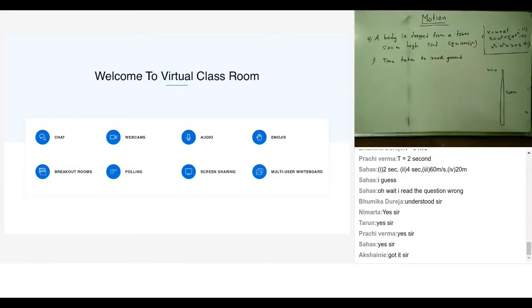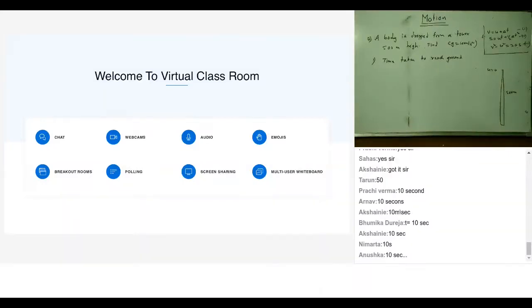So here, what am I doing? Dropping. Dropping means what is the initial velocity? Initial velocity is 0. I'm dropping a body from the top of a tower. So you require to find the time taken by the body to reach ground. Okay, so how do we do this? What all things we know here? What is u equal to? U is 0.